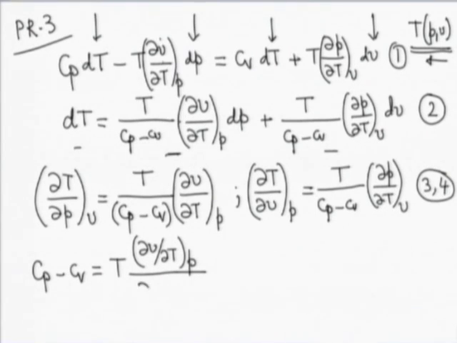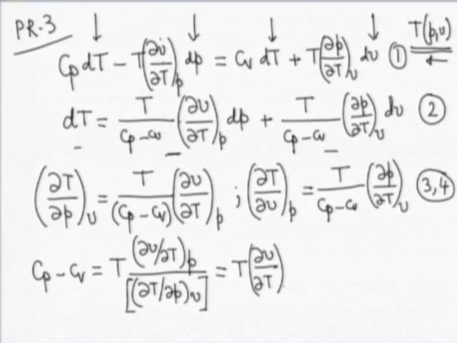divided by partial of T with respect to P at constant V, and by the property of partial derivatives, whatever is in the denominator, effectively its reciprocal can be put in the numerator. So the numerator remains as it is, partial of V with respect to T at constant P, and the denominator gets inverted, partial of P with respect to T at constant V. And this is what we set out to prove, so we can say QED.